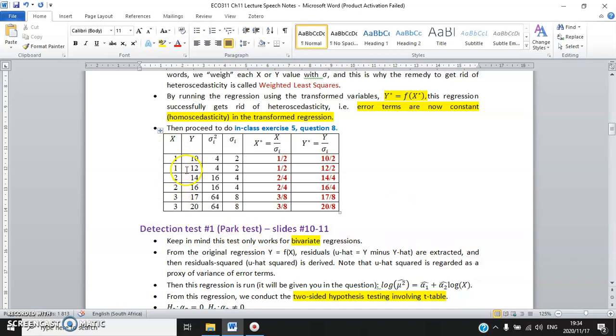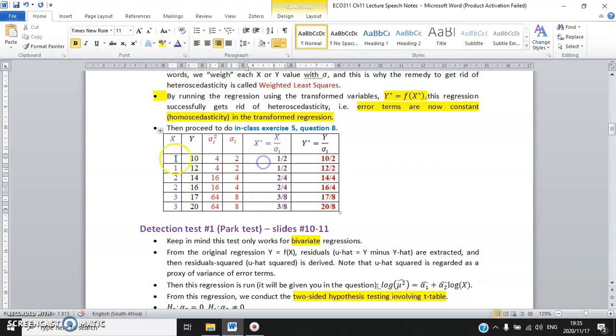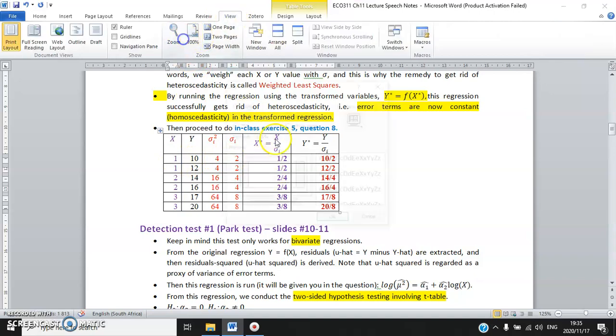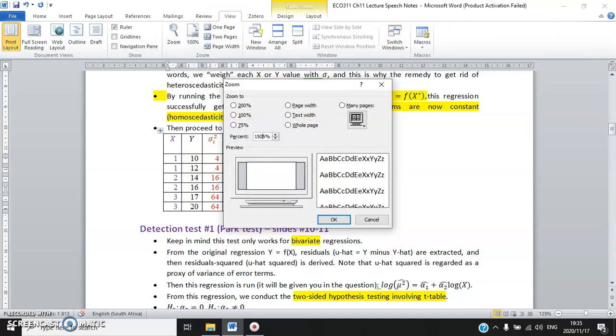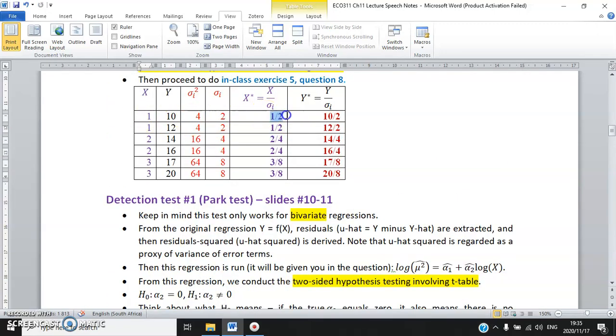Okay, and then this is just a numerical example. This is the original x, variance of error term, and then the square root of it. Square root of 4 gives you 2, square root of 16 gives you 4, and then the transformed x. This is why we have 1 over 2. I should actually enlarge it. Okay. 1 over 2 gives you this answer, 2 over 4, 3 over 8. So happy with this column?